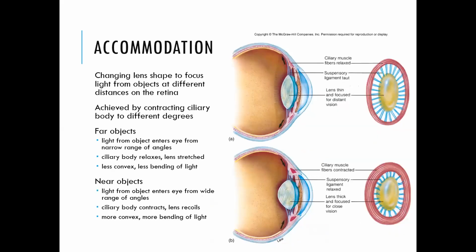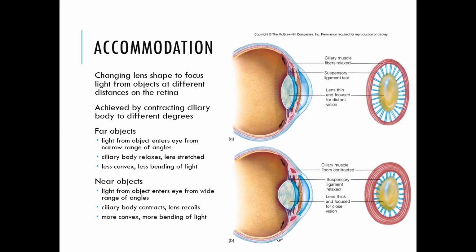So accommodation. Accommodation allows your lens to change shape to focus light from objects at different distances on the retina. So no matter how far or how close something is, the lens is going to change shape in order to ensure that those objects are focused onto your retina, where you have your receptors that are going to convert that stimulus into something that you can visualize. How is this achieved? It is achieved by your ciliary body, which allows that lens to become larger or smaller, right?